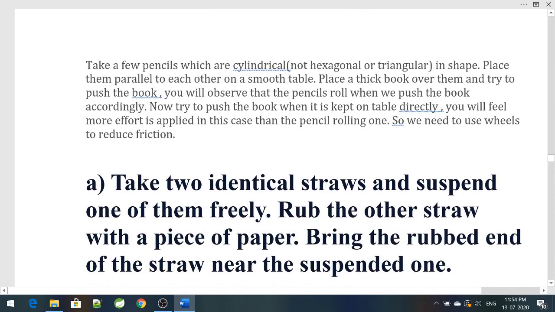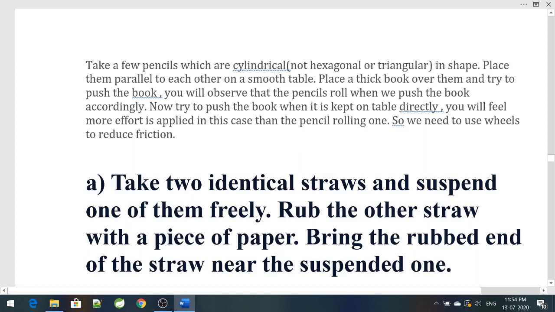Take a few pencils which are cylindrical, not hexagonal or trigonal in shape. Place them parallel to each other on a smooth table. Place a thick book over them and try to push the book. You will observe that the pencils roll when we push the book. Now try to push the book when it is kept on a table directly. You will feel more effort in applying in this case than the pencil rolling one. So we need to use wheels to reduce friction.